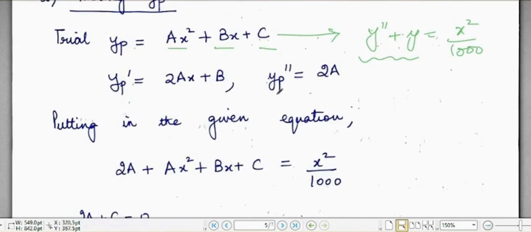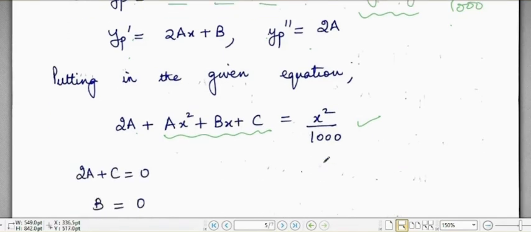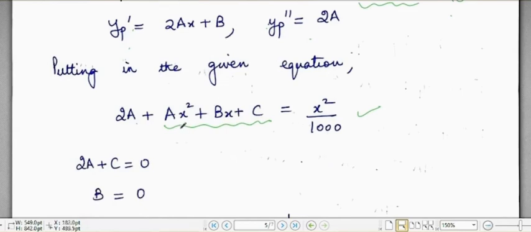For yp double dash, it becomes 2a here plus the value of y, which is ax square plus bx plus c. That should satisfy the differential equation. That means this combination should be equal to x square by 1000. Again we apply the same logic here. There are two expressions which are equal, a linear combination of powers of x, which is equal if and only if the coefficients of the like terms are equal.